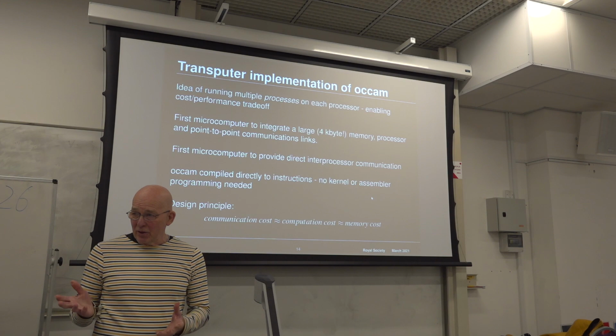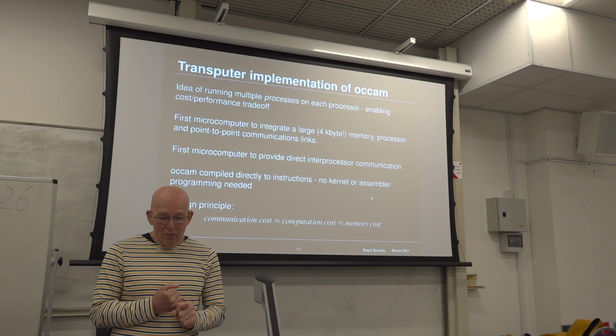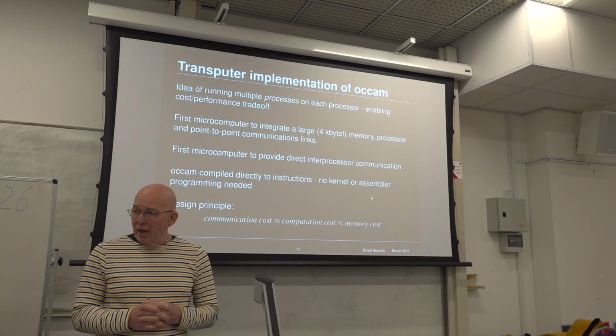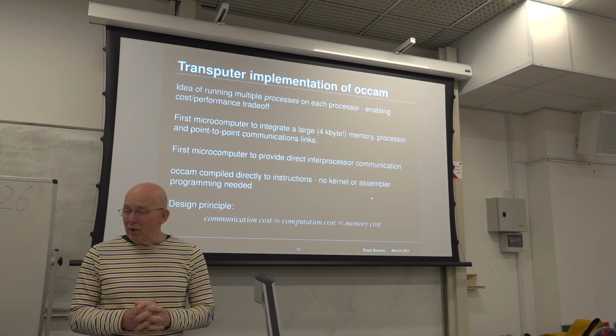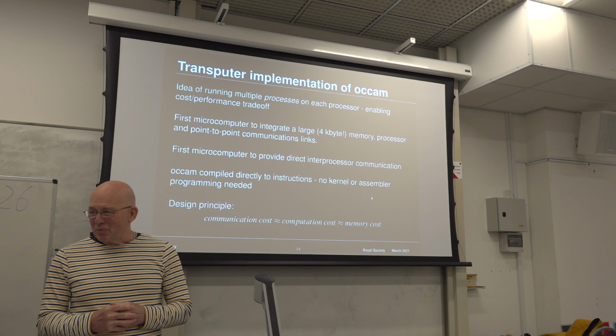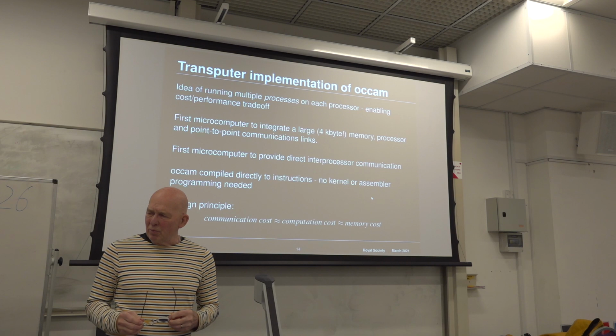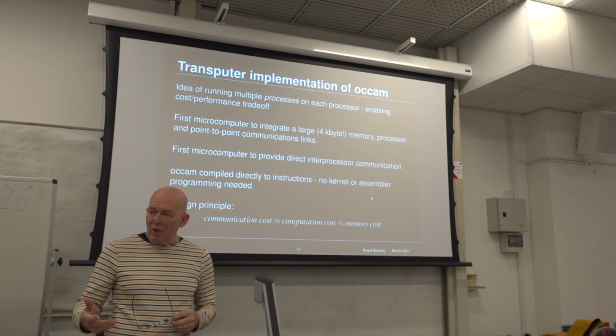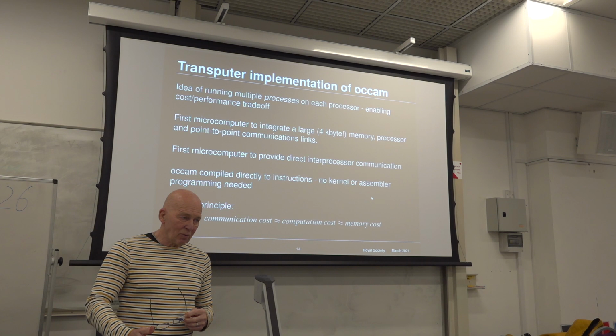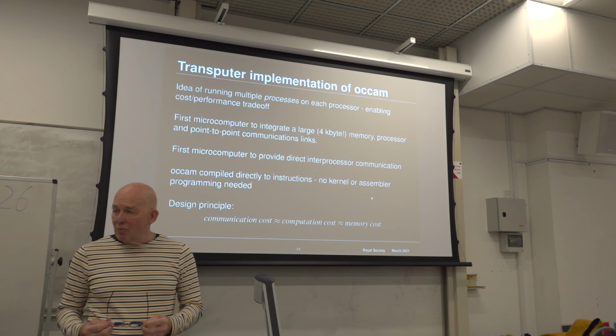So the idea generally of this thing was that you run multiple processes on each processor. The processor had a built-in scheduling system for the processes in the instruction set. We were the first microcomputer to integrate a lot of memory. Well, a lot, 4 kilobytes. See why I had to keep the program small. The precursors to this, the microcomputers, mostly, I don't think any of them actually had stored program memory, random access memory for programs. The early ones were purely read-only memories that were pre-programmed to perform specific functions, like being a pocket calculator or something. We were definitely the first microcomputer to provide direct interprocessor communication.